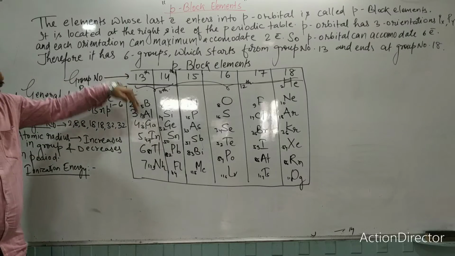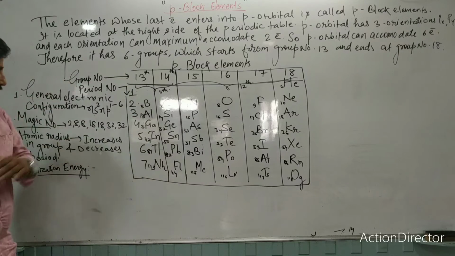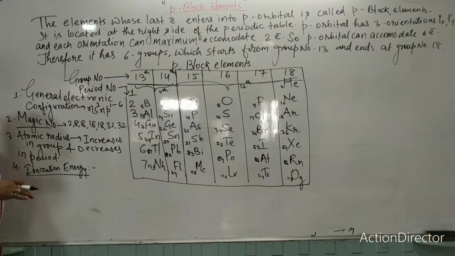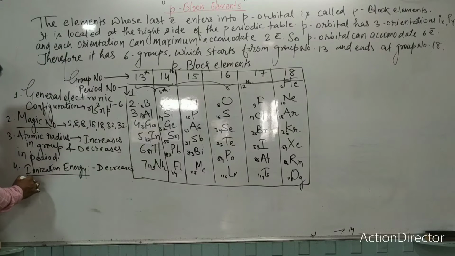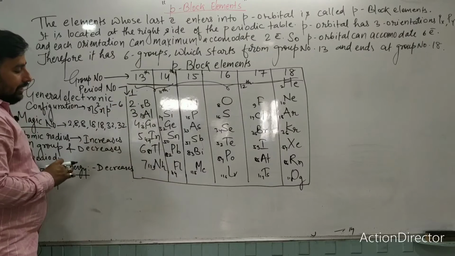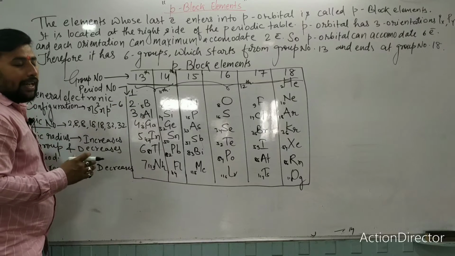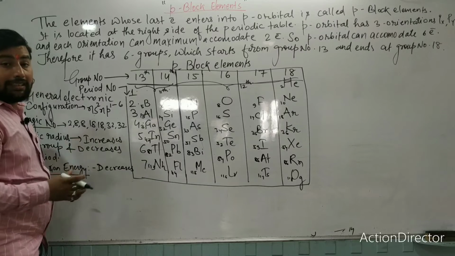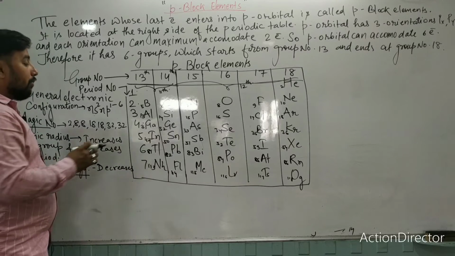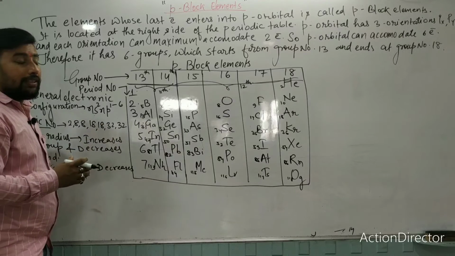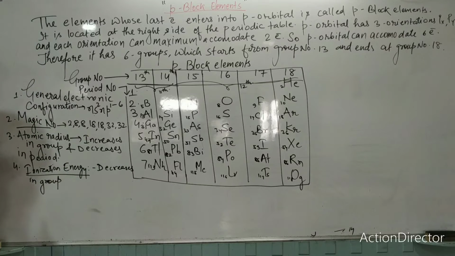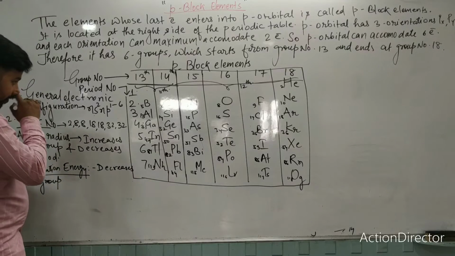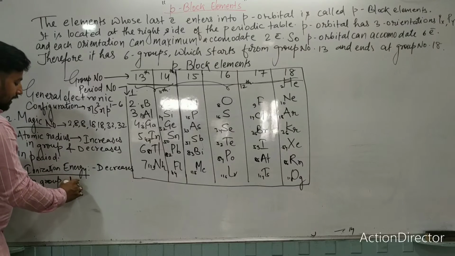But if we come top to bottom, ionization energy decreases in a group. Why does it decrease? Because as the atomic radius increases, the attraction of the electron towards the nucleus decreases. So it is easy to remove an electron from the larger atom. That's why ionization energy decreases in a group and increases in a period.